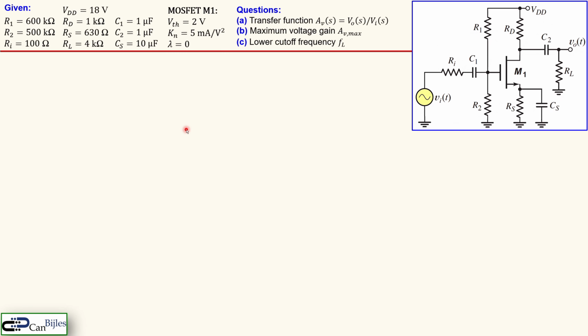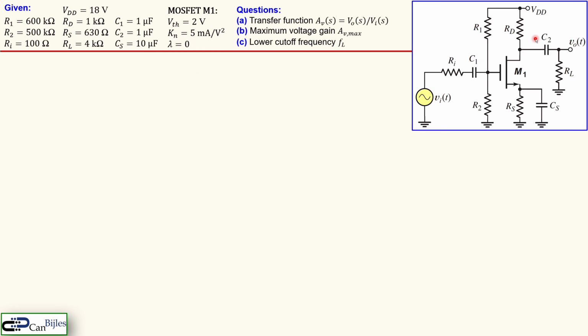Okay, we have the following circuit given. We have the MOSFET M1 here. The parameters for our MOSFET are shown here. Threshold voltage 2 volts. The process parameter K sub n is here 5 milliamps per square volt. And the lambda is 0, so we will not have any channel length modulation.